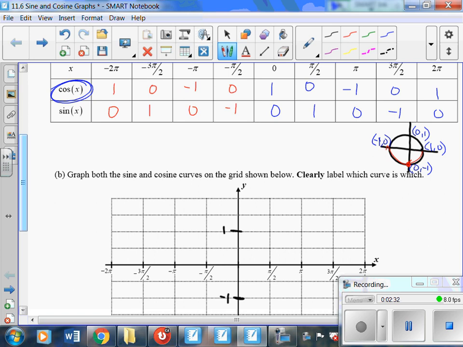So I'm going to start at 1 because the cosine curve starts at 1. And then it goes down to 0. And then at pi, it moves to -1. At 270 or 3 pi over 2, it's back at 0. And at 2 pi, it's back at 1. And we're going to follow that same curve to the negative side. So we're at 0. We're at -1. We're at 0. We're at +1.